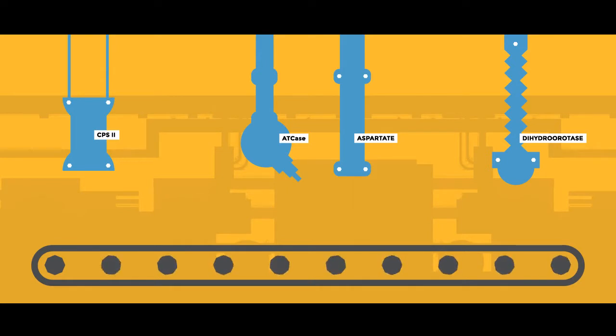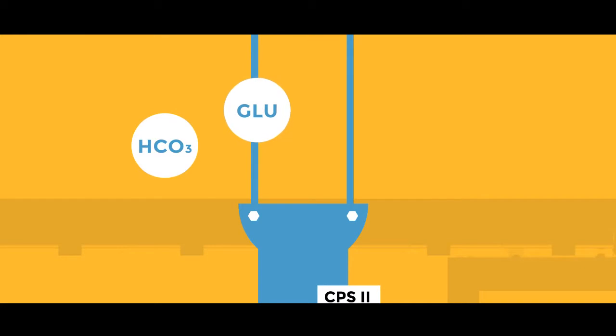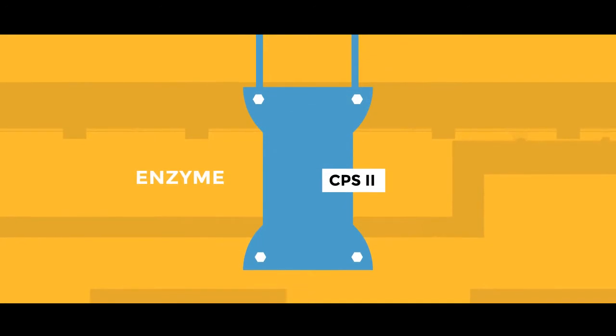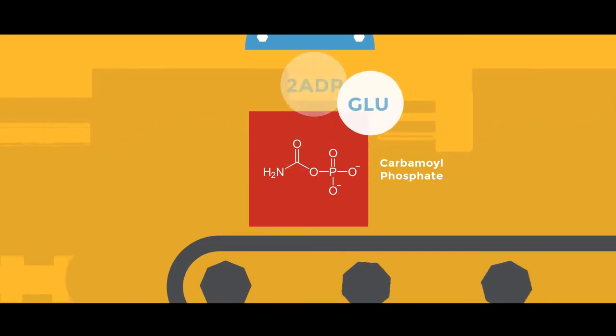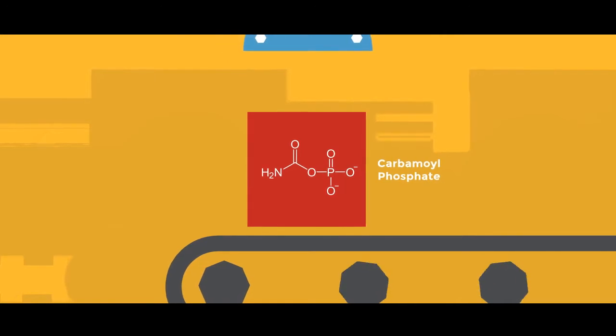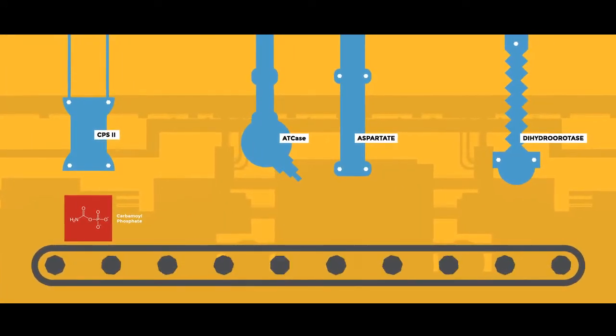First, we make carbamoyl phosphate from this four: bicarbonate, glutamine, 2 ATPs, and water. Our rate-limiting enzyme carbamoyl phosphate synthetase 2 facilitates the formation of carbamoyl phosphate with 2 ADP, glutamate, and phosphate as byproducts. Carbamoyl phosphate donates carbon 2 and nitrogen 3 in the formation of our pyrimidine ring.